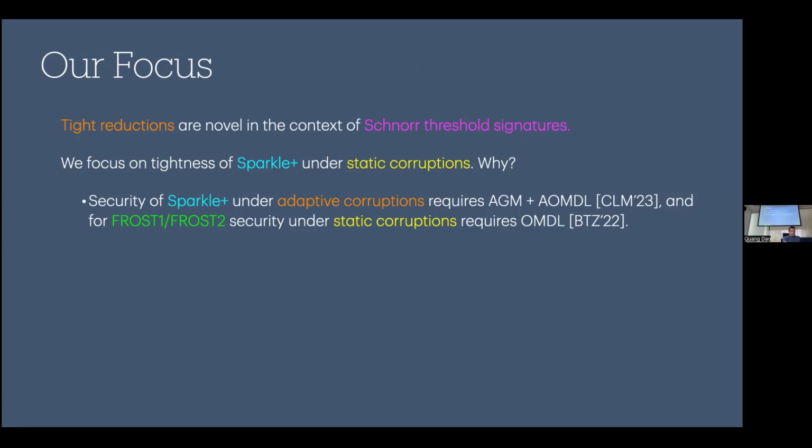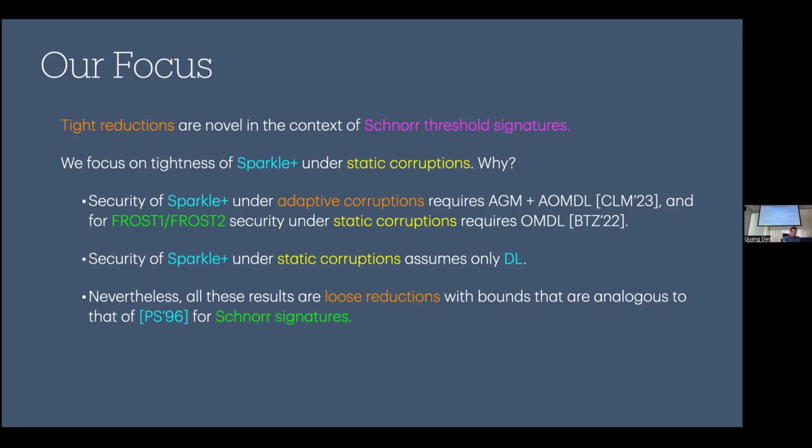The reason is that Sparkle Plus under adaptive corruptions, and even Frost under static corruptions, require very strong assumptions, not like AGM or one-more discrete log type assumptions. So those are not really friendly with CDL. If we want to use CDL, we consider Sparkle Plus under static corruptions, because the existing proof for Sparkle Plus under static corruptions only uses DL. So it's plausible that you could tighten it using CDL.